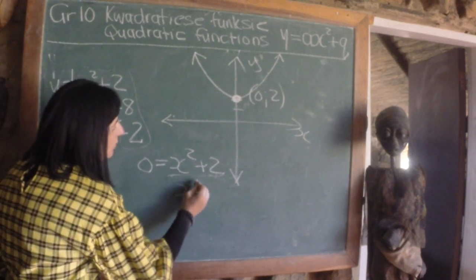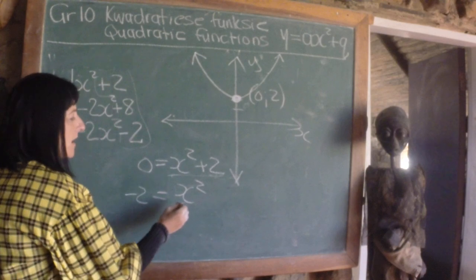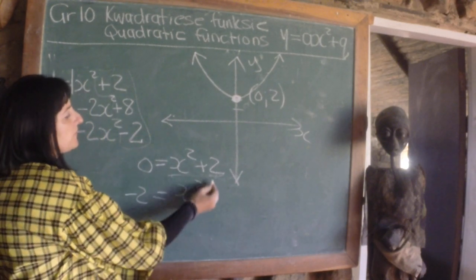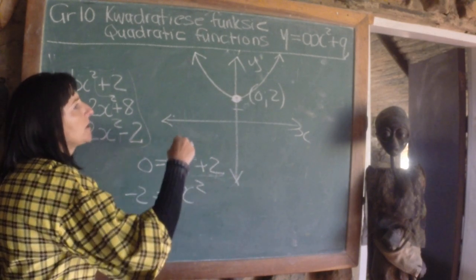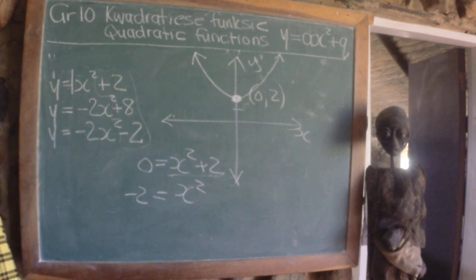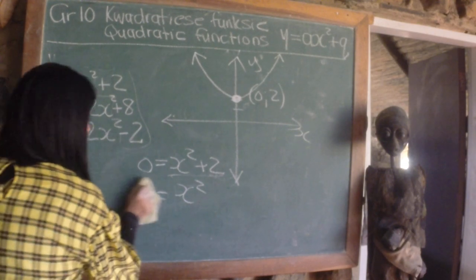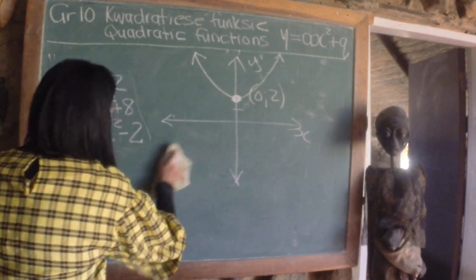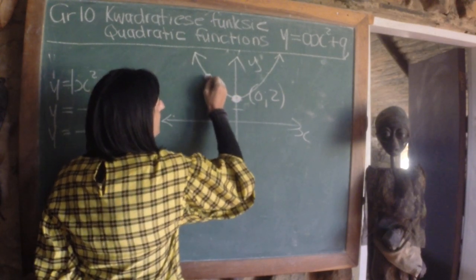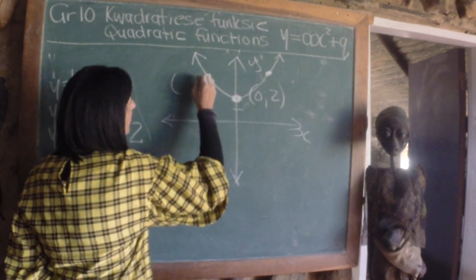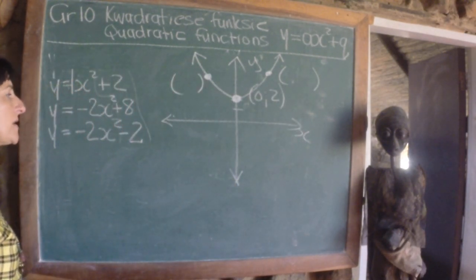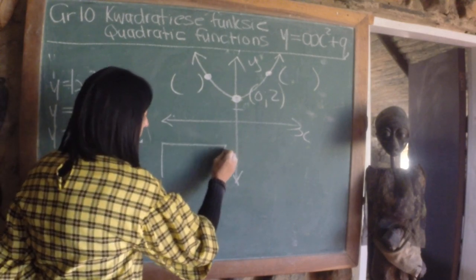En wanneer ek die 2 oorvat na hierdie kant toe, dan sien ek, x kwadraat is minus 2. And that can't be. Because if you square anything, it can't be negative. 'n Kwadraat kan tog nooit negatief wees nie. So daar kan ek duidelik sien, daar is nie x-afsnitte nie. Maar ek kan nie 'n prentjie teken met net een punt. I need to determine 2 points, one over there and one over there. So the only way that I can draw this thing now is by means of a table.